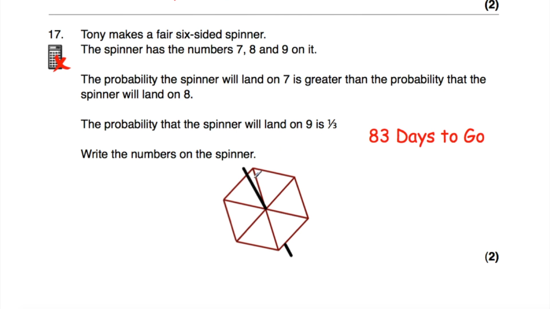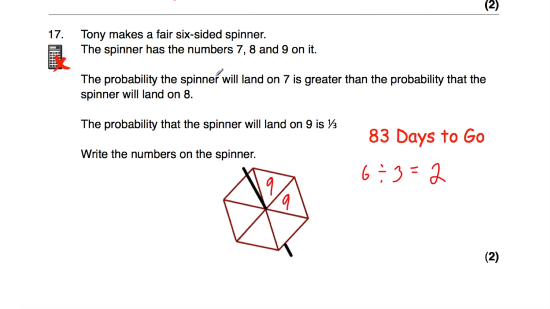So the 6 sides is 6 sections, so we're going to do 6 divided by 3 to work out a third of that. 6 divided by 3 is 2. So because the probability for 9 is a third, that means that 2 of the sections will have a 9 on it. 9 and a 9. And in terms of probability for 9, that's 2 out of 6, which if you cancel it down is 1/3.